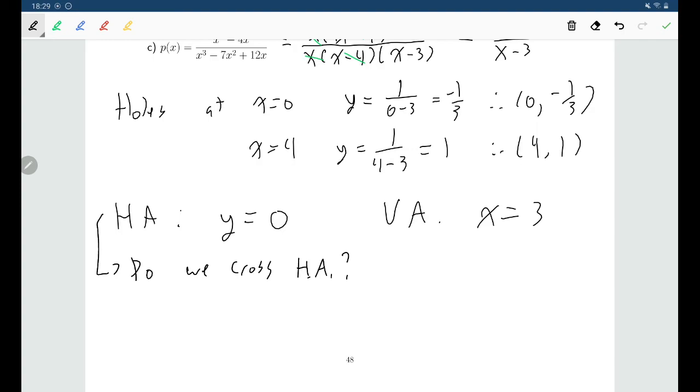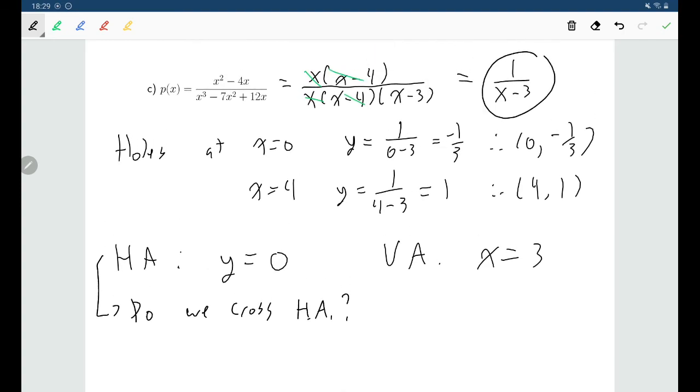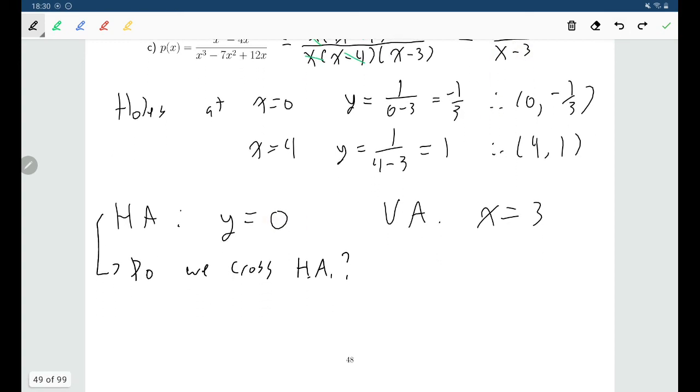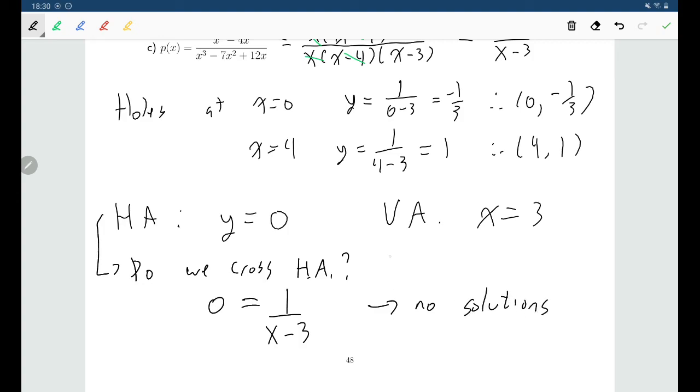So here we'd be wondering, is our function ever equal to that value of 0? And we find out that the answer is no in a big hurry, because if we set our function equal to 0, you'll find that there's no solutions to this, which means that the answer is no. We don't cross that horizontal asymptote. So this is another one where we have a horizontal asymptote and it turns out we don't cross it.